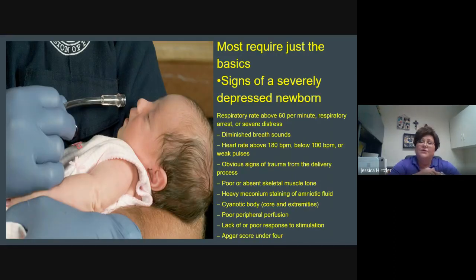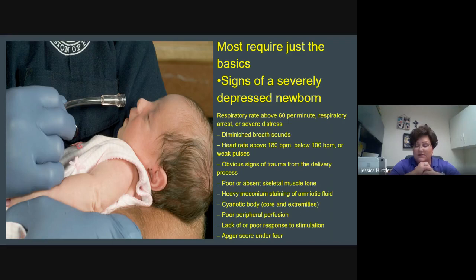Most of the time, newborns, neonates, require just basic care, but occasionally there are babies who are severely depressed. If their respiratory rate at birth is above 60, that is respiratory arrest or severe distress. If there are diminished breath sounds, their heart rate is above 180 or less than 100, or their pulse is weak, they are severely depressed.